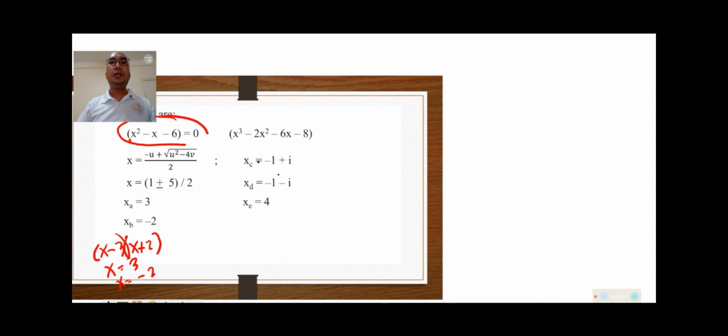Now, how do we find the roots of the remaining equation q of x? We have easily solved for the roots of x squared minus x minus 6, or the values of x for that equation. But how about for q of x, which is x cubed minus 2x squared minus 6x minus 8? So how have we arrived at these roots?